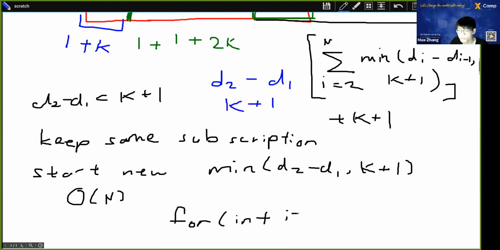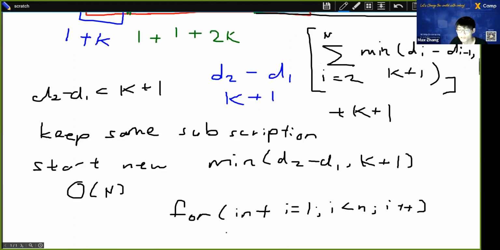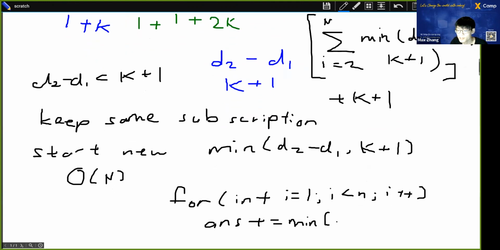from, in code, we would usually zero index it. So it'll be from I from 1 to n. We add to our answer the minimum of Di minus Di minus 1 and K plus 1. Initially, we have answer is equal to K plus 1.